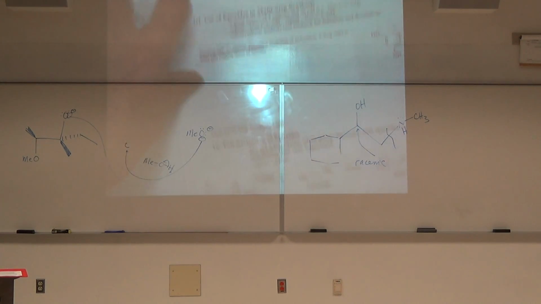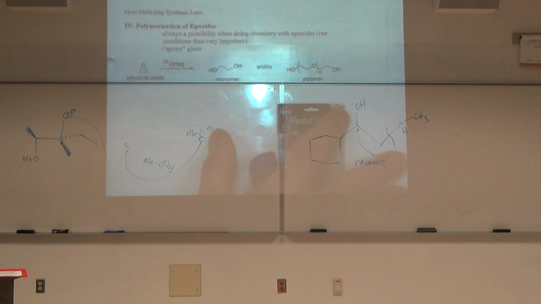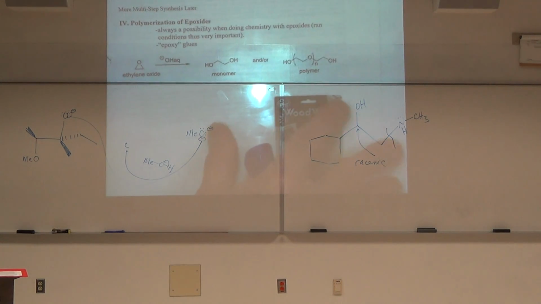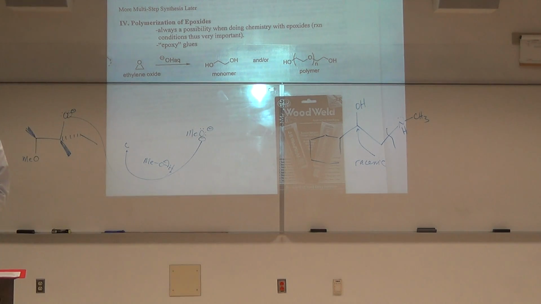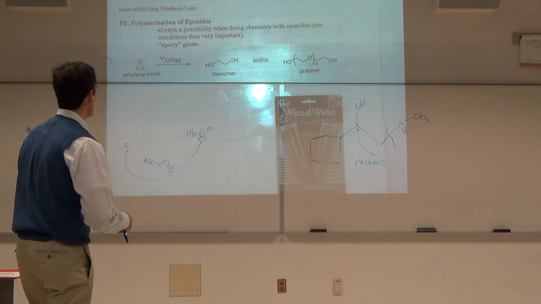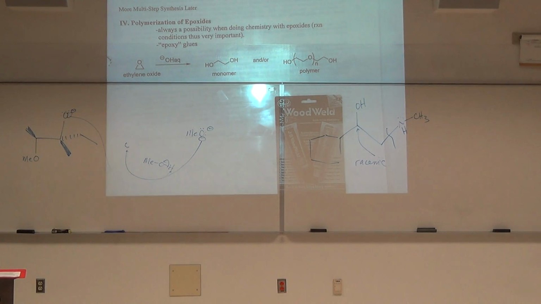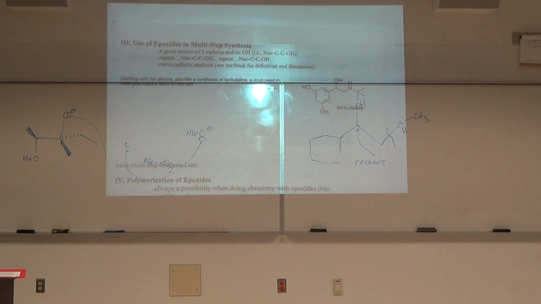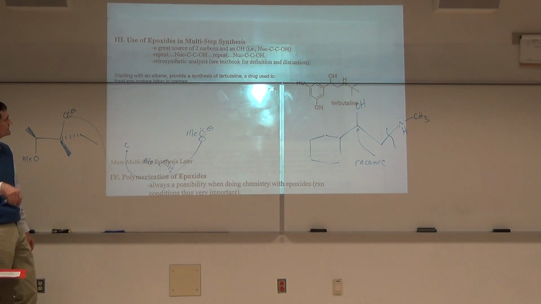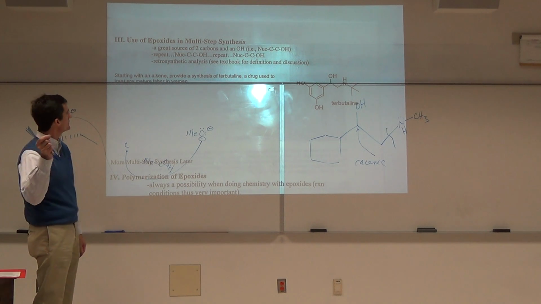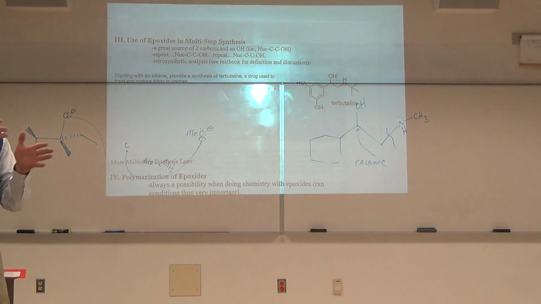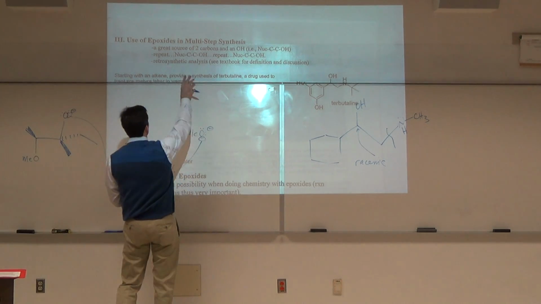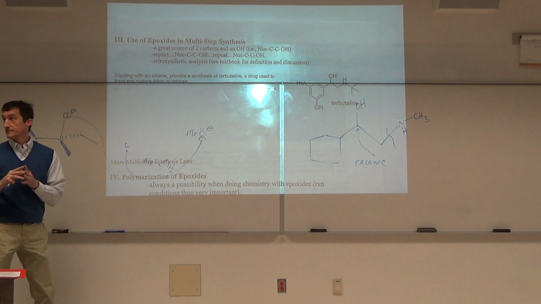Let's go back to synthesis. All right, we alluded to it. Let's allude to it again, and eventually we'll cover it. Use of epoxides in multi-step synthesis. Epoxides are a great source of two carbons and an OH. Thus you can get nucleophile, carbon, carbon OH. You can repeat that tonight before you go to bed.